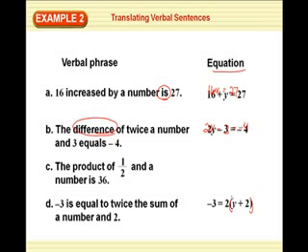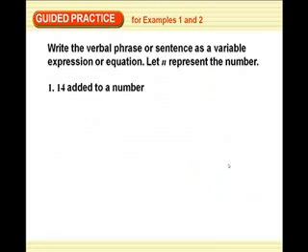These are a little tricky. The product of 1/2 and a number is 36. So 1/2 x equals 36. And these are hard because you can really feel like you're doing them the right way and miss every single one of them. So write the verbal phrase or sentence as a variable expression or equation. Let n represent the number. All right, so 14 added to a number, 14 plus n, or n plus 14.